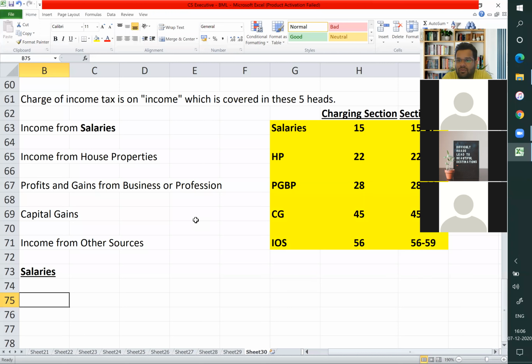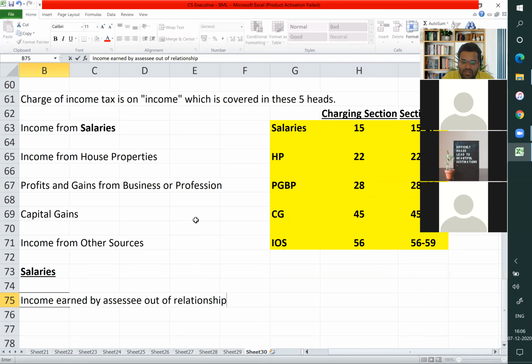Reading these 5 heads, what do you think? It will be taxed in which head? Yes, it will be taxed in salaries. Why will it be taxed in salaries? Because the salaries head charging section 15 says that income earned by the assessee out of the relationship of employer and employee will be taxed under this head.